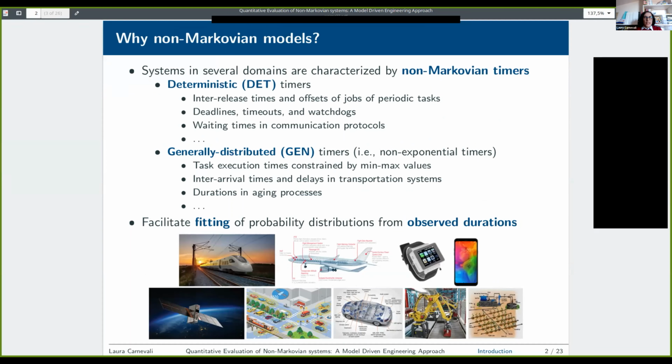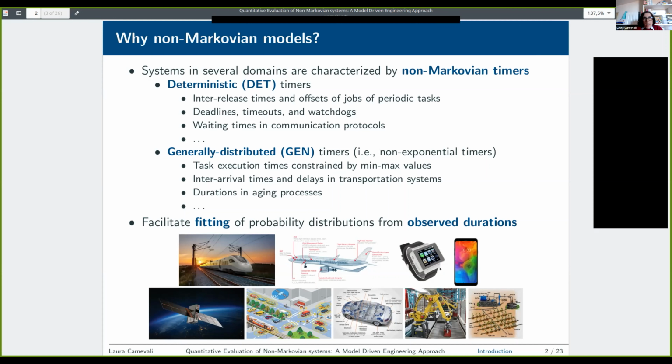So the first question that arises is why using non-Markovian models, given that there is a very vast literature that has addressed modeling and analysis of Markovian systems, and these solution techniques are implemented in very consolidated tools. So first point is that several systems in various application domains exhibit non-Markovian temporal parameters. So temporal parameters that are associated with a non-exponential distribution.